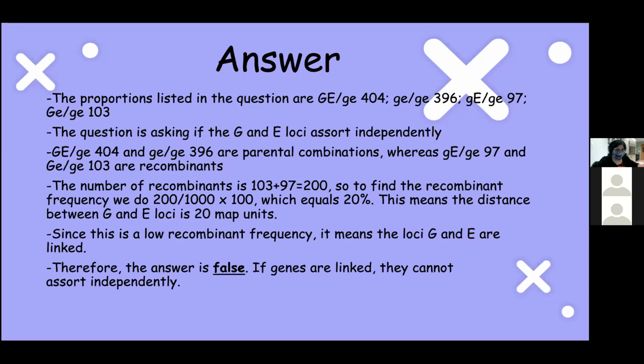So to find the number of recombinants, you just add the recombinants together, which is 103 plus 97, so that's 200. And to find the recombinant frequency, you just plug that into the equation, which is the recombinants over the total number. So you do 200 over 1,000 because that's the total number of progeny, and then multiply that by 100, which is 20%. This means that the distance between the big G and the big E loci is 20 map units. Since this is a low recombinant frequency, it means that big G and big E are linked. Therefore, the answer is false, because if the genes are linked, then they cannot assort independently.